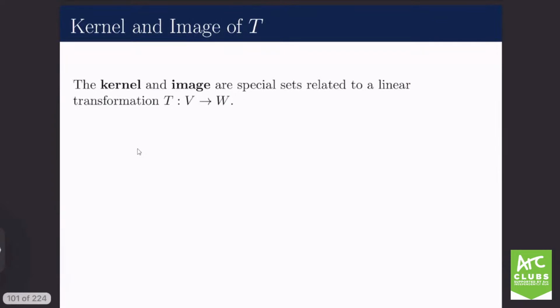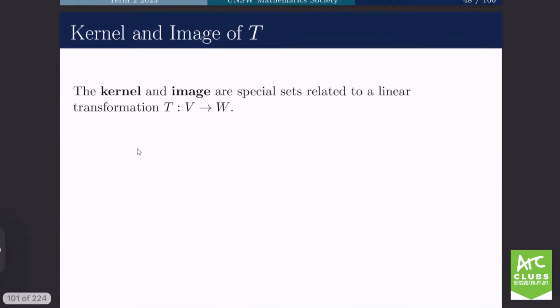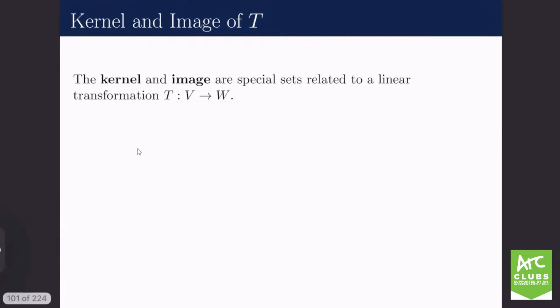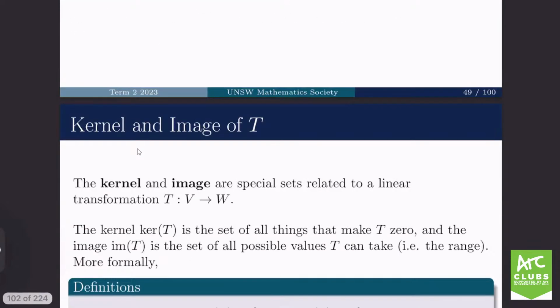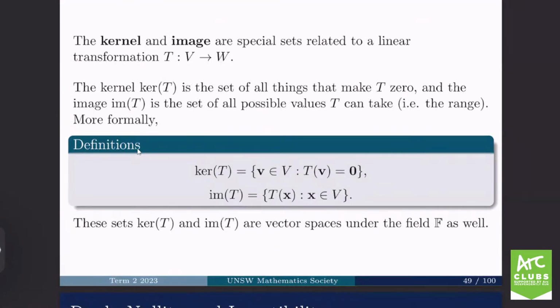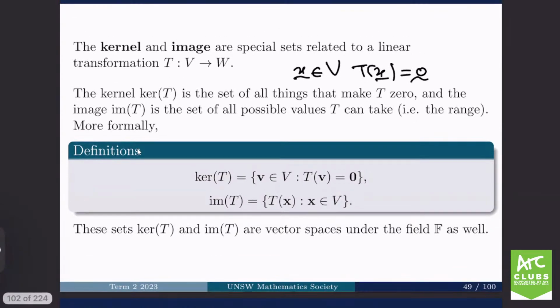You saw Fred talk earlier about kernel and image. Now we can extend the idea of kernel and image to a linear transformation. In terms of linear transformations, the kernel is the set of all things that make T zero. In other words, the set of all values such that T of x equals the zero vector. The image is the set of all possible values T can take, which is sort of the range of the function.